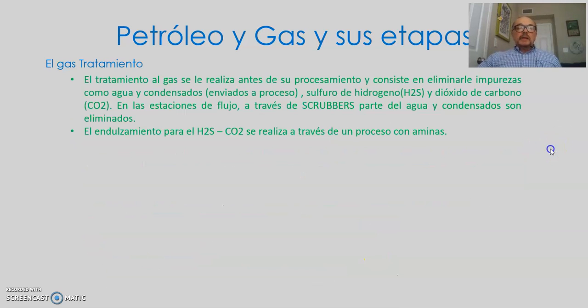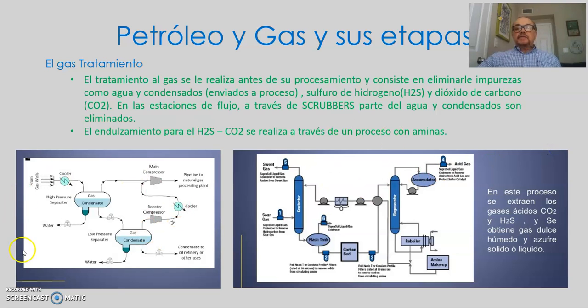Water treatments, what do we have? Normally we have the scrubbers to get the water and condensate out of the gas, and we get free gas. And when we have H2S or CO2, we need to sweeten it with amines. So this is where the sour gas gets in the treatment, and it goes through a lot of processes, and finally we get sweet gas. So we get rid of the CO2 and H2S before we process it.